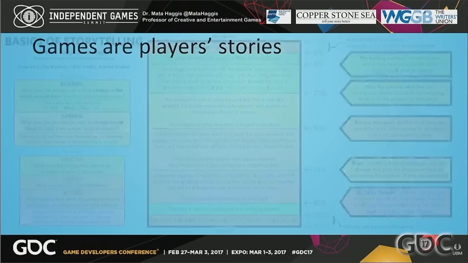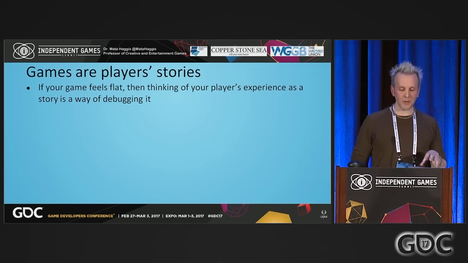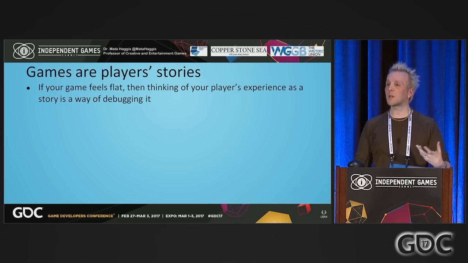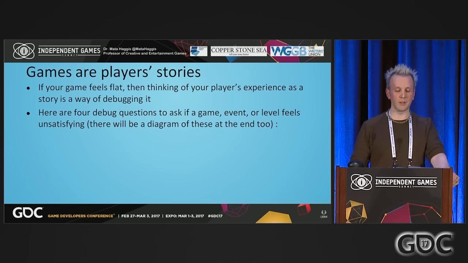So games are players' stories. If your game feels flat, then thinking of your player's experience as a story is a good way of debugging it. Think about what they're experiencing as they're going through it. So here are four debug questions to ask if a game, event, or level feels unsatisfying. And I'm going to put a diagram of this at the very end as well.